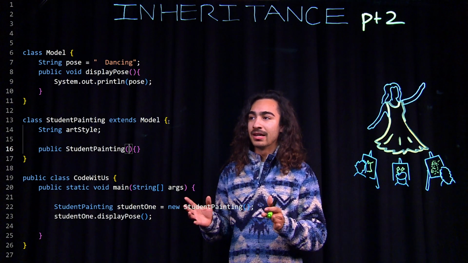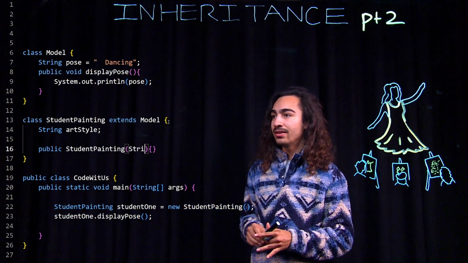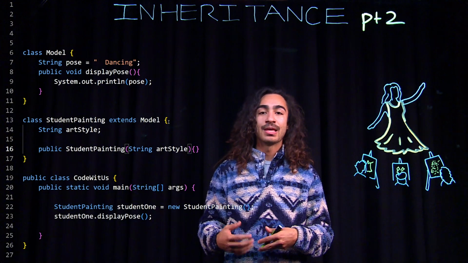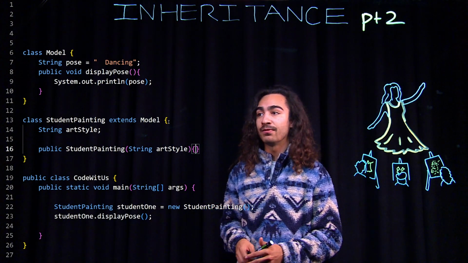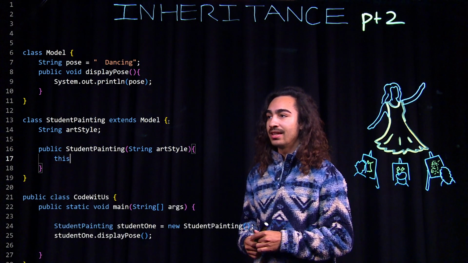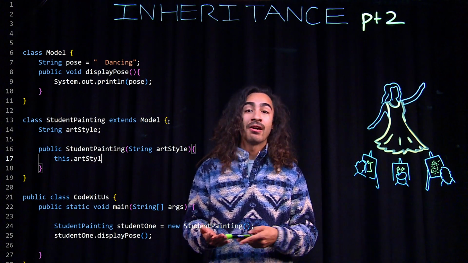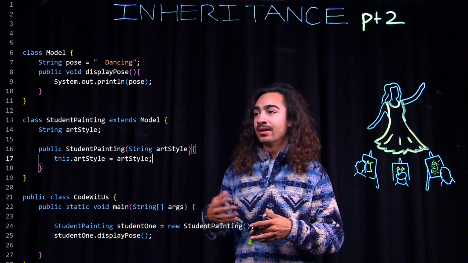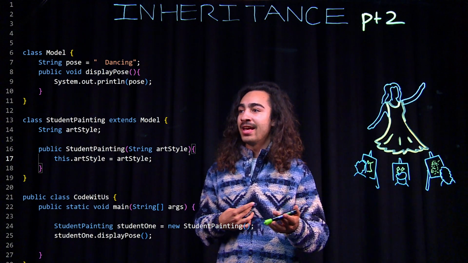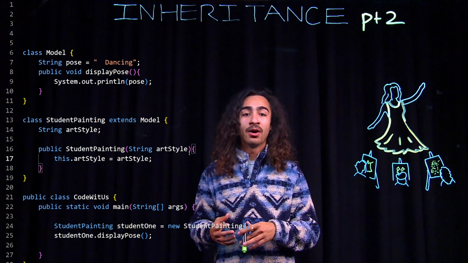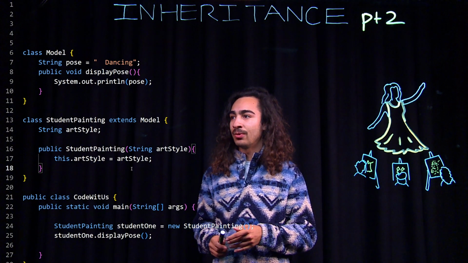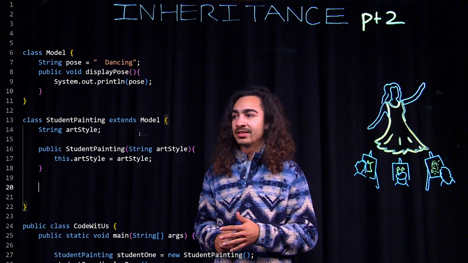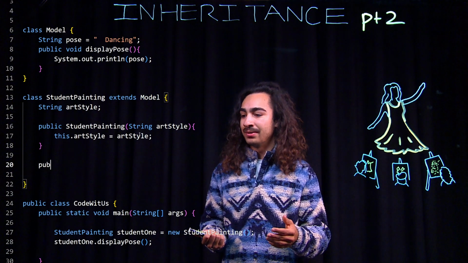So we're just gonna have art style, and we have our constructor here, and we're just gonna give it a string parameter, and that's gonna be the art style that we choose to give it in our main function. So it's gonna take in, and then it's gonna set our art style to that. All right, so we just set our art style to the art style in the parameters, and now let's do something interesting with our new method. So let's create a new method, and let's just call that display pose.